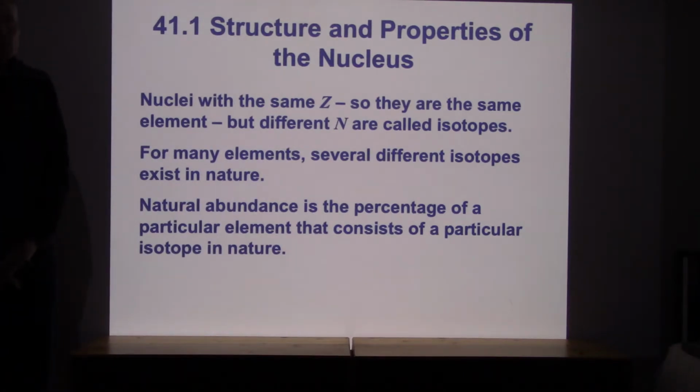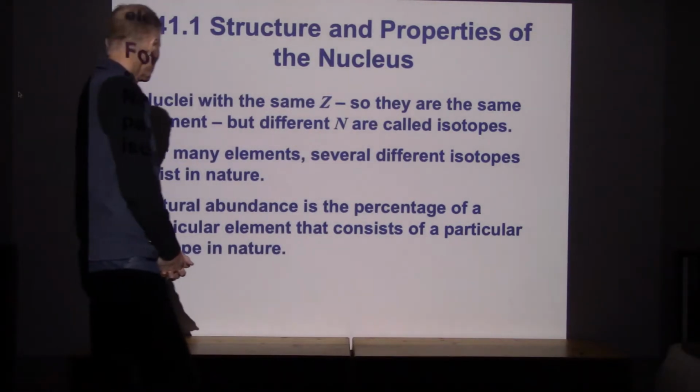And of course, a number of those have just been identified in laboratories. So naturally occurring isotopes are maybe only a few per element. But we've been able to create and identify a wide range of isotopes in laboratories.